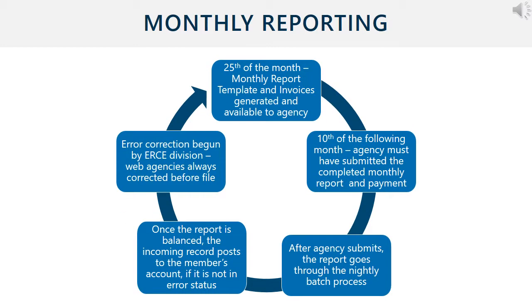The monthly reporting process is a cycle that moves between the reporting employer and Kentucky Retirement Systems. This cycle repeats itself starting on the 25th of each month with the generation of the current template and invoices. Once the agency submits the monthly report by the 10th of the following month, then the ERCE division of the Kentucky Retirement Systems will review the incoming file for balancing and error correction, and records that do not require any correction will automatically post to your employees' retirement accounts.